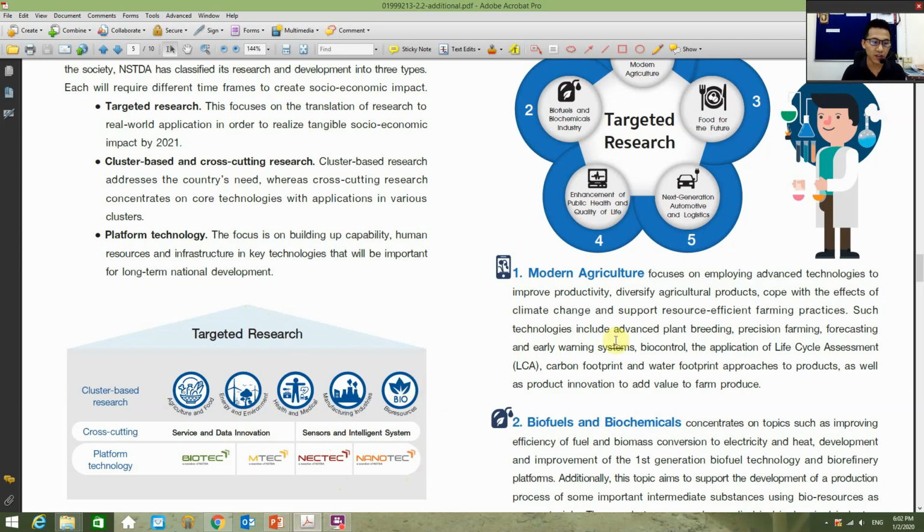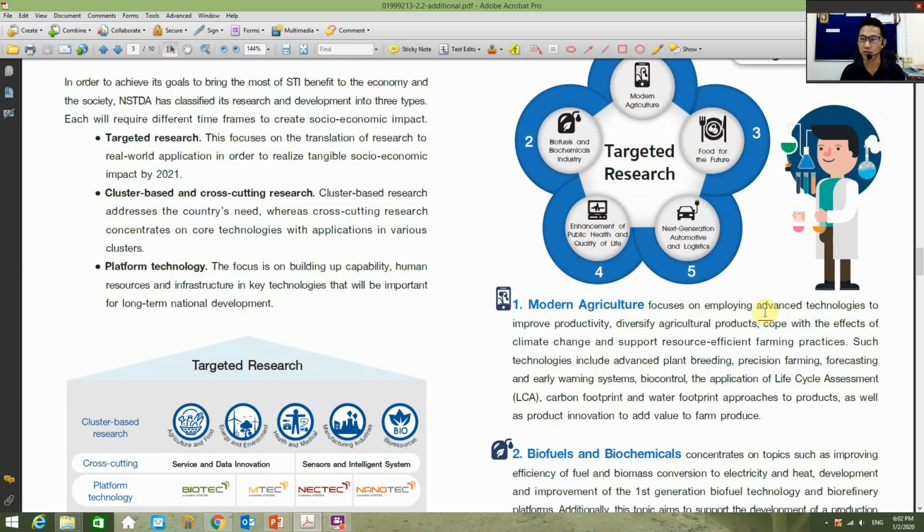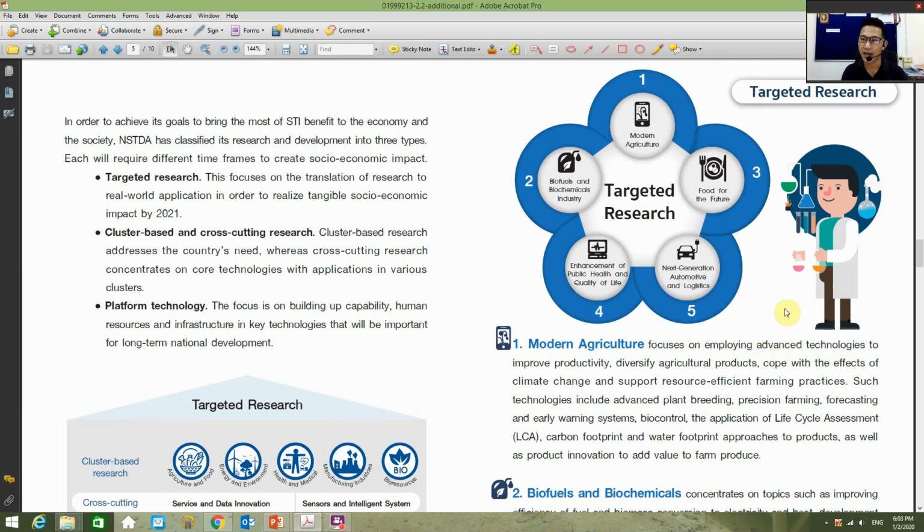So first of all, the targeted research. We're not doing something so random anymore. So we have to have a target for doing research. For instance, we have 5 targeted research areas here. First of all, modern agriculture. This is going to deal with trying to reduce the cost, use a smaller amount of chemicals, and be more friendly to the environment as well.